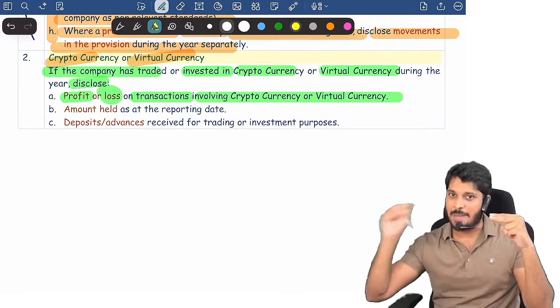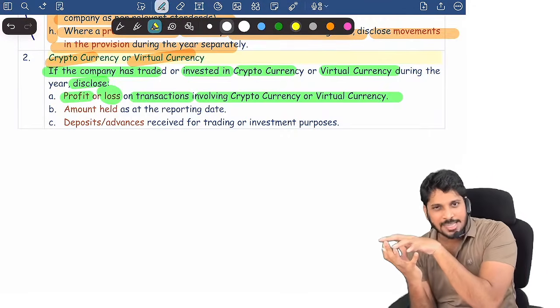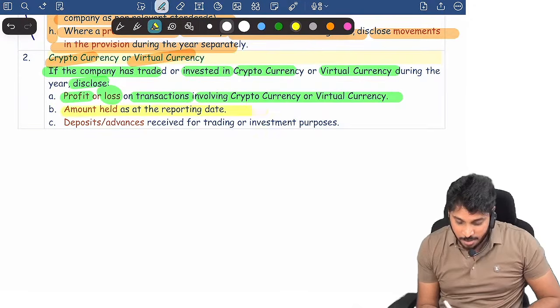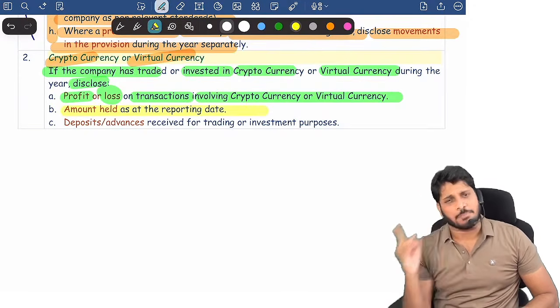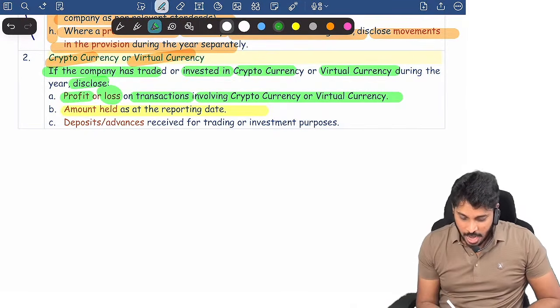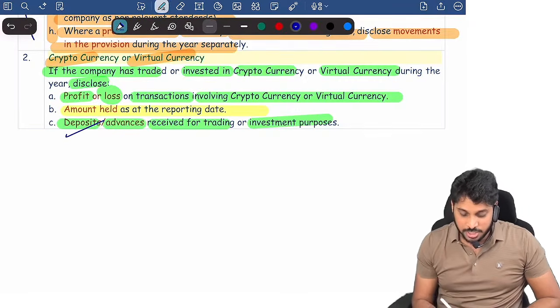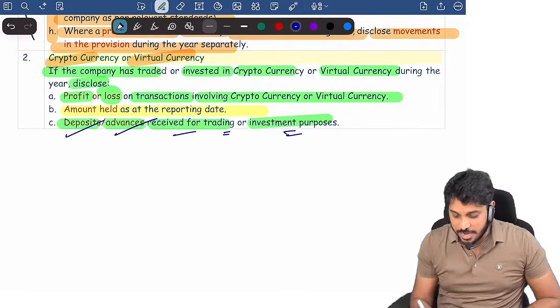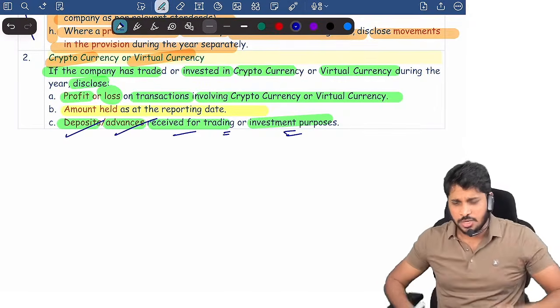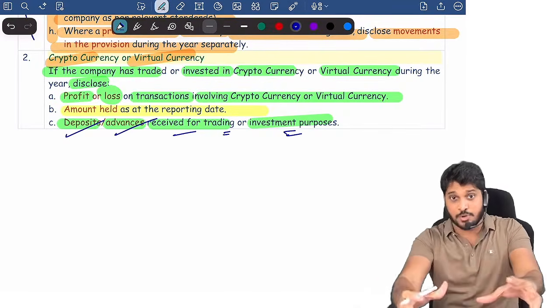Second, on the balance sheet date, if the company is still holding some crypto, give the details: amount held on the reporting date. Reporting date means balance sheet date. And how much amount of deposit or advance received from trading or investment purpose? How much deposits or advances received for trading or investment purpose? So deposits and advances we received for crypto related advances.